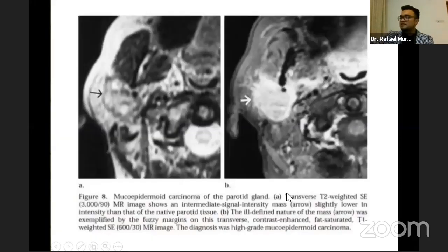The next slide, please. So this is an MRI image. Mucoepidermoid carcinoma of the parotid gland on the T1-weighted image shows an intermediate signal intensity mass, slightly lower in intensity than that of native parotid tissue. The ill-defined nature of the mass is exemplified by fuzzy margins on the transverse contrast-enhanced fat-saturated T1-weighted image. So next slide, please.